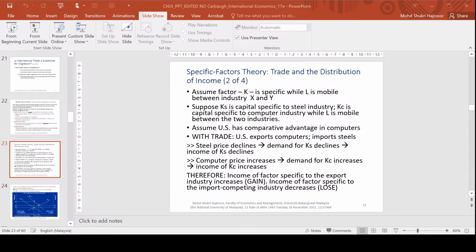So the income of the factor specific to the export-oriented industry will increase. These people will gain from international trade. Who? The owner of capital specific to the computer industry in this case.